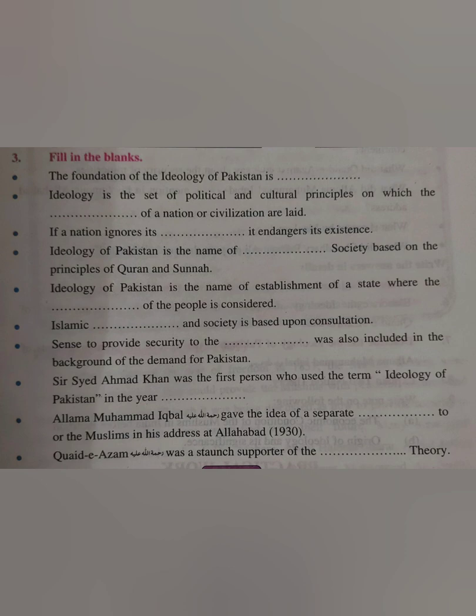So I repeat it again. In the first blank, write the religion of Islam. In the second blank, write basis. In the third blank, write ideology. In the fourth blank, write creating. In the fifth blank, write welfare. In the sixth blank, write state. In the seventh blank, write minorities. Eighth blank, write 1867. Ninth blank, write state. And in the tenth blank, write two nation.